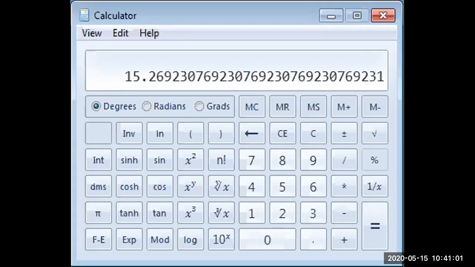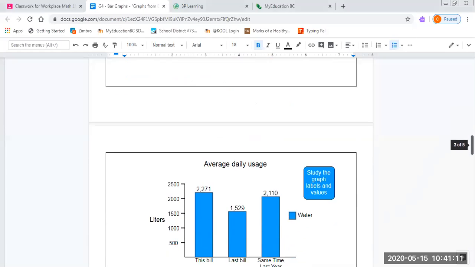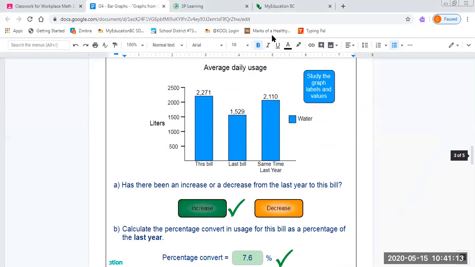So if I go back here now to my question, you can see that's why this answer 15 is the correct answer here. So hopefully that makes sense to you. So let's take a look at another type of question you will see in this. So this is the average daily usage. And in this case, it is basically the average daily usage of water.